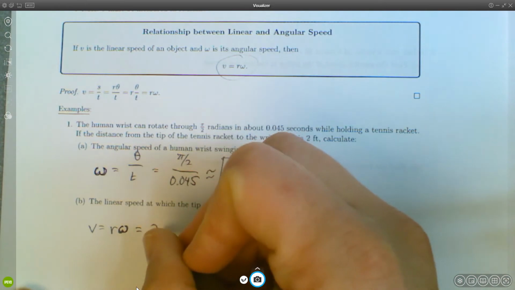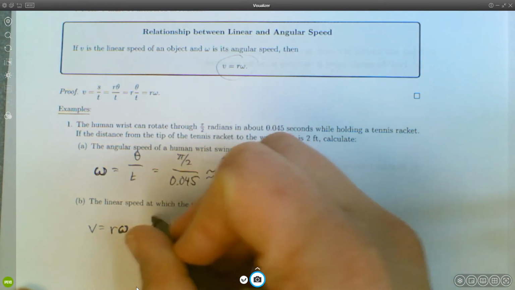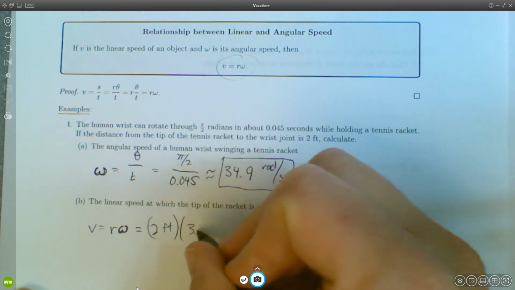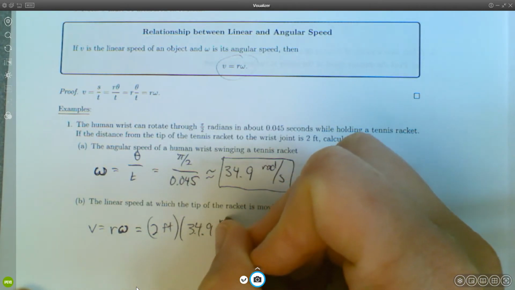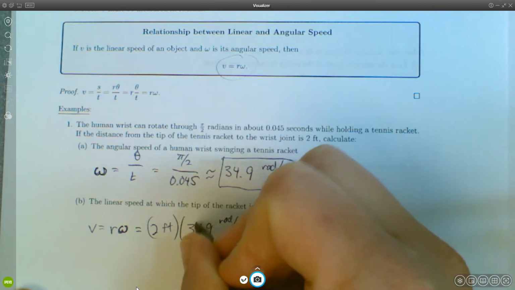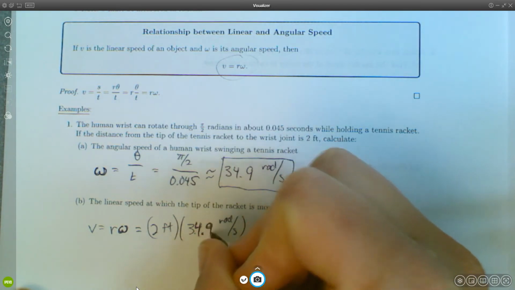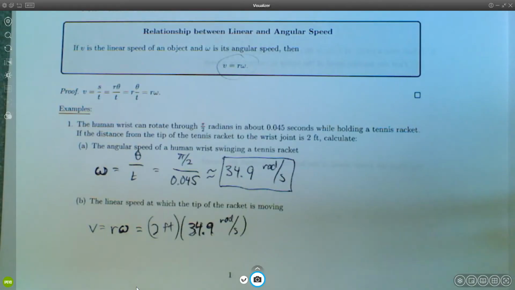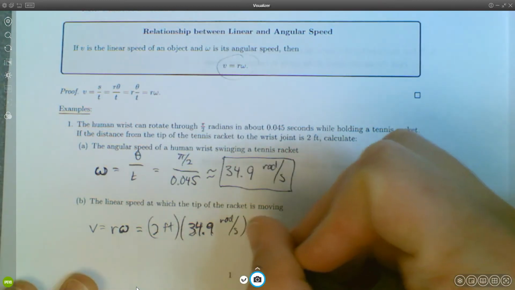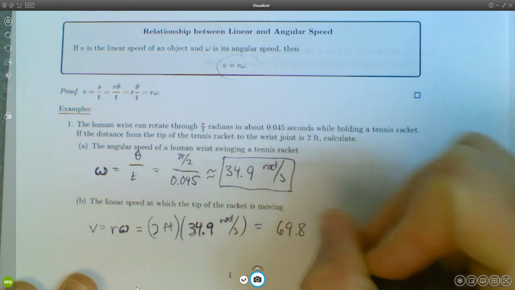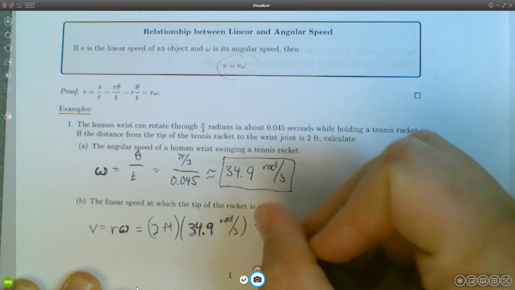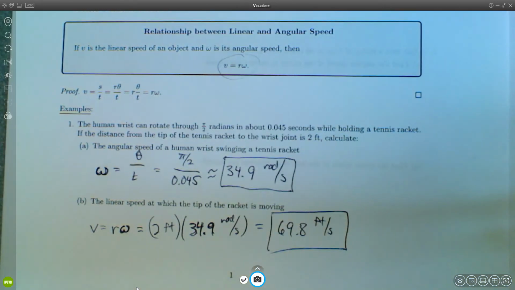So this is 2 feet times 34.9 radians per second. Okay, so we just multiply by 2. That comes out to about 69.8. So 69.8 feet per second. Okay, and that's that.